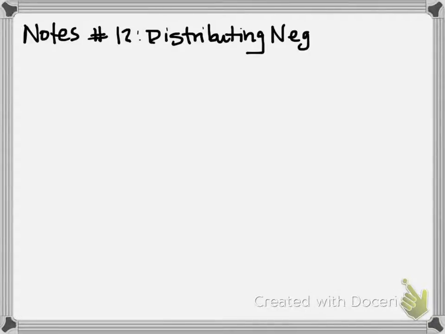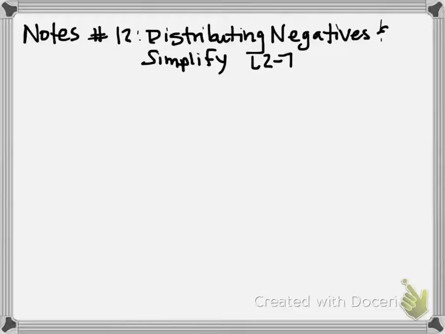So Notes number 12. Distributing negatives and simplifying. If you remember when we did distribution in the prior chapter, we were distributing whole numbers generally, and then sometimes we were able to collect like terms. So that's probably what we're going to be doing here as well. Now we're looking at two different lessons, lesson 2-7 and lesson 2-8.